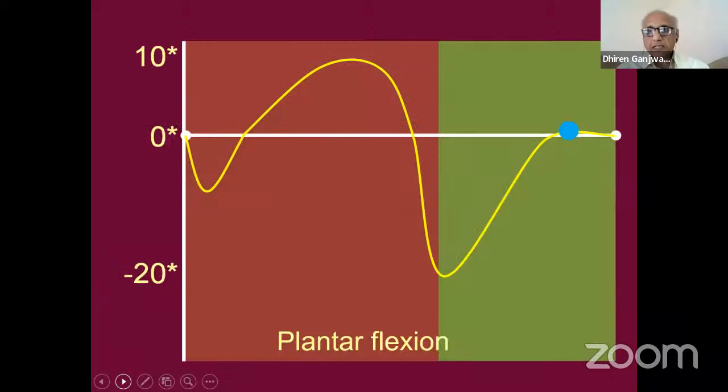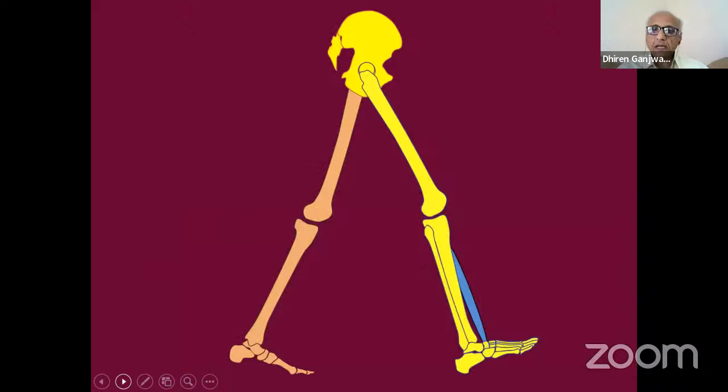Coming to the last part, there is a few degrees of dorsiflexion to which it comes to a neutral position from where the gait cycle is going to start again. And this is again by eccentric work of the tibialis anterior, which is going to continue in the first rocker or the beginning of the gait cycle.